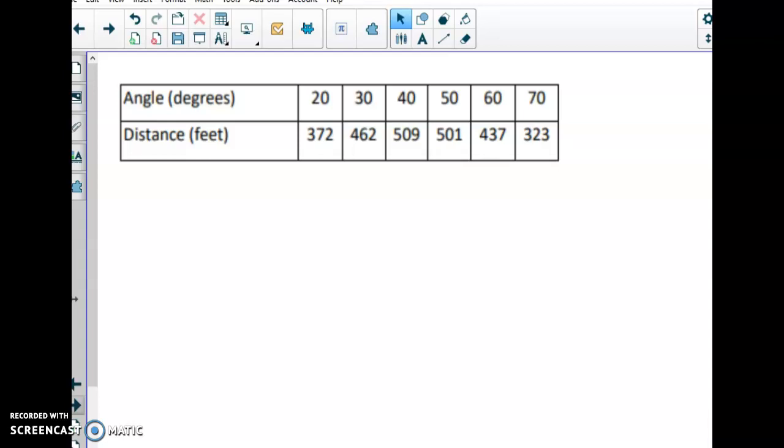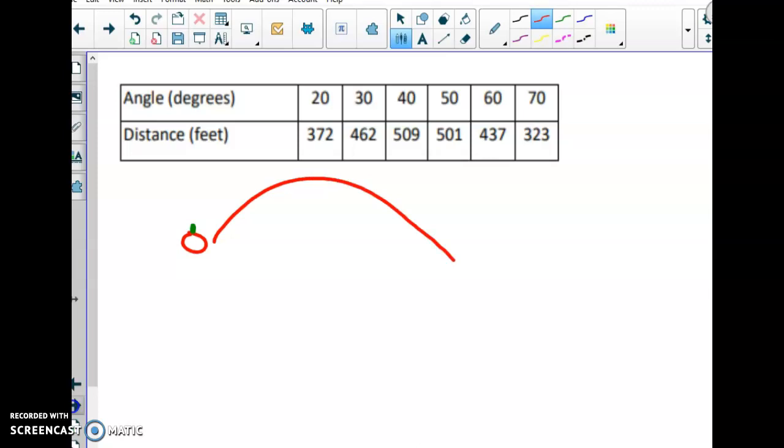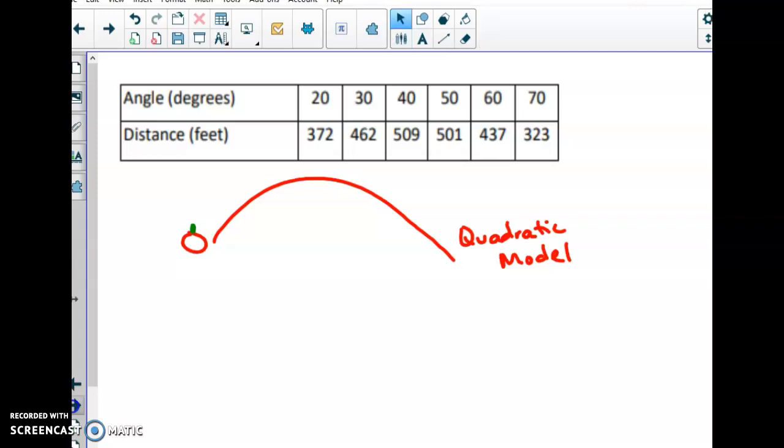So looking at this first one, I have some data here of a pumpkin, and using a catapult here, the pumpkin is being pulled back at 20 degrees, and when I release that catapult, it traveled 372 feet. And you can see all the data represented. So if this is my little pumpkin here on a catapult, and I'm chunking it, it's going to have that arch like a quadratic. So this is going to be a quadratic model. Makes sense, right? Because you're shooting it, and at some point it's going to have a peak and then drop back down to the ground.